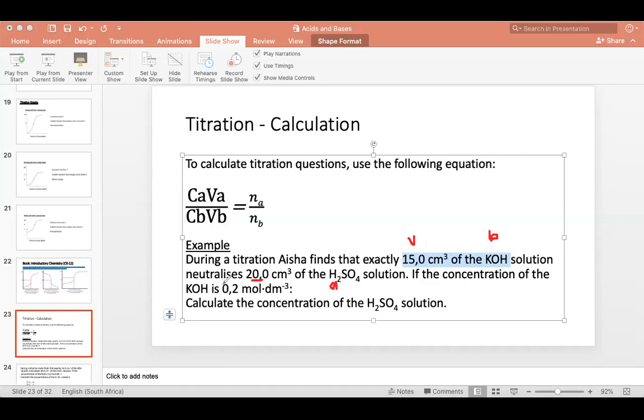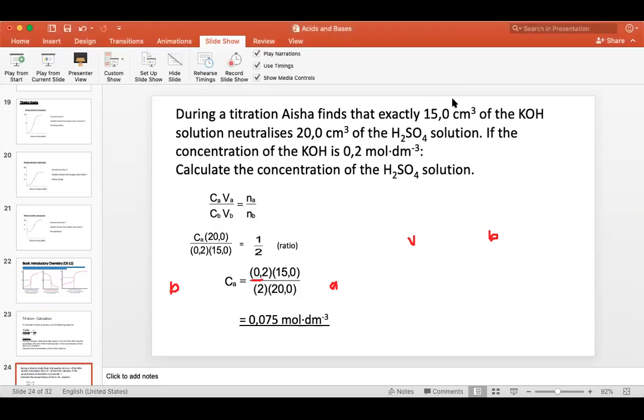If the concentration of the KOH is 0.2 mole per dm cube, so you're given the concentration of your base. Calculate the concentration of your acid. So how do we do that sum? What we do is write down our data. Let's just take all those things away. So write down your data.